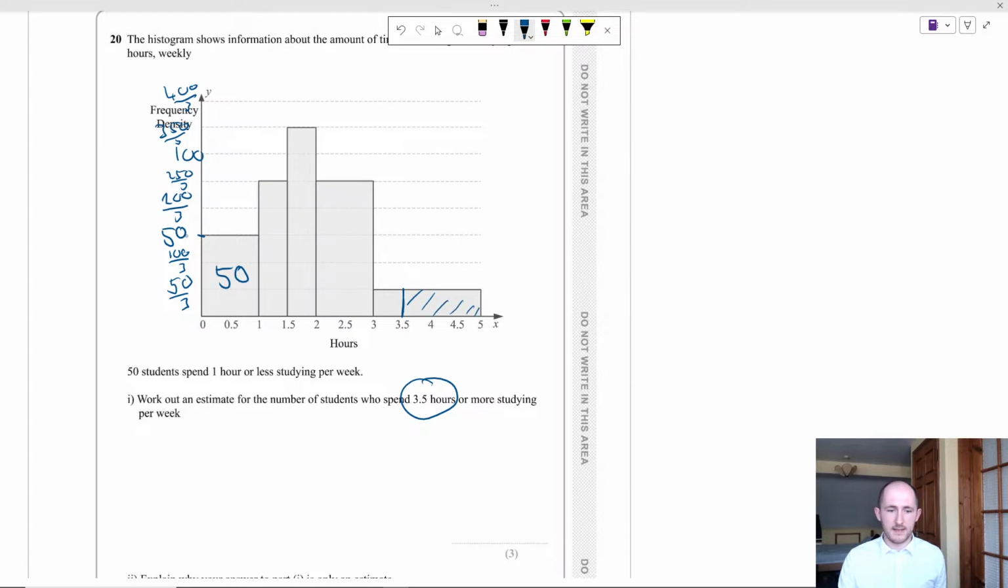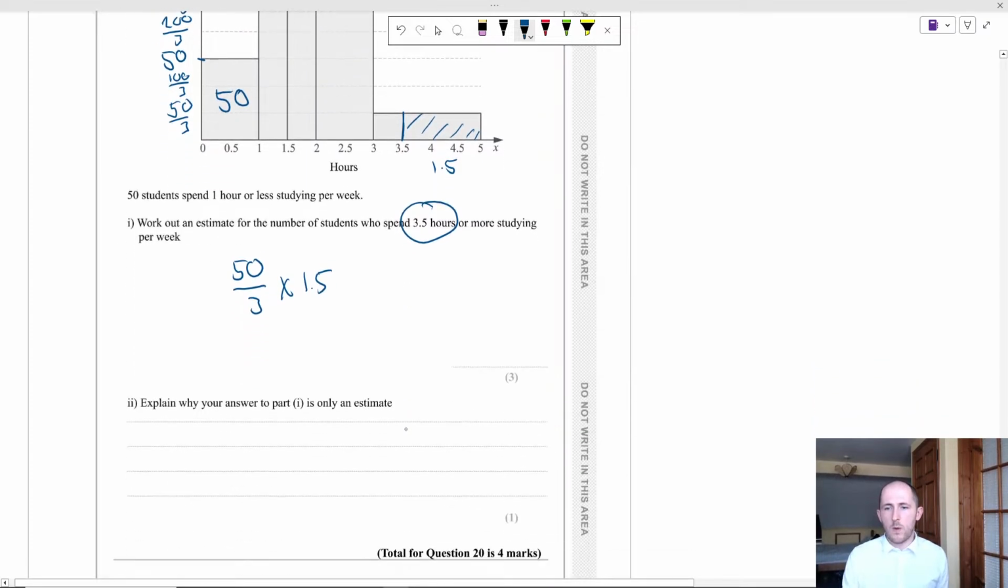So the class width is from 3.5 to 5. So the class width is 1.5. And the height is 50 over 3. So all we need to do is do 50 over 3 times 1.5. But to make your life a bit easier, what is 1.5 as a fraction? It's 3 over 2. So this is times 3 over 2, which means you can cancel the 3's, and then you just have 50 over 2, which is 25.